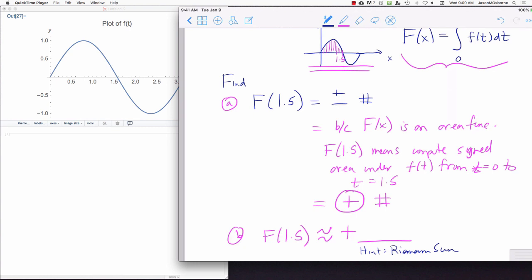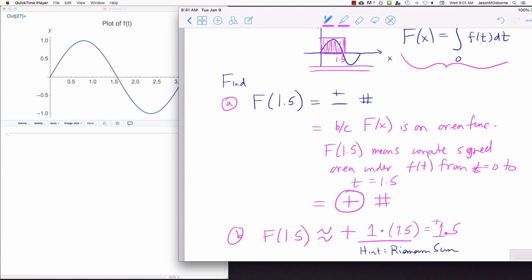Alright, if you've had a moment to come back from this problem after thinking about it, I'm hoping that what you tried there was to do a Riemann sum, and to find the area of this box. We can see from the graph on the left that this function has a height of 1 and a width of 1.5. So the approximate answer for the function evaluated at 1.5 is approximately 1 times 1.5, which is equal to 1.5. And that's a positive number.